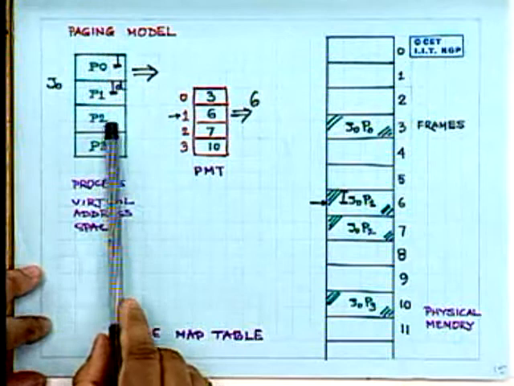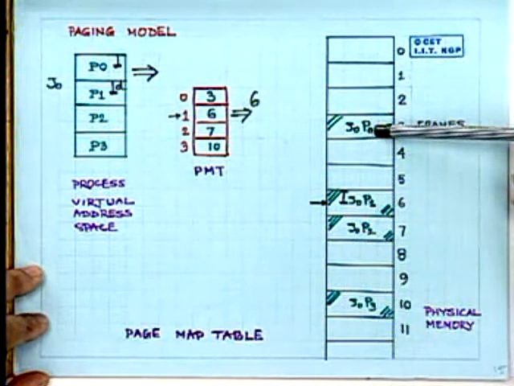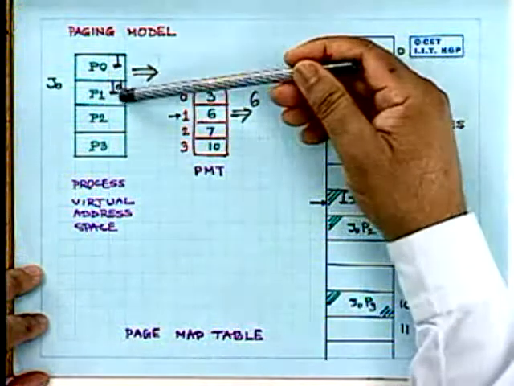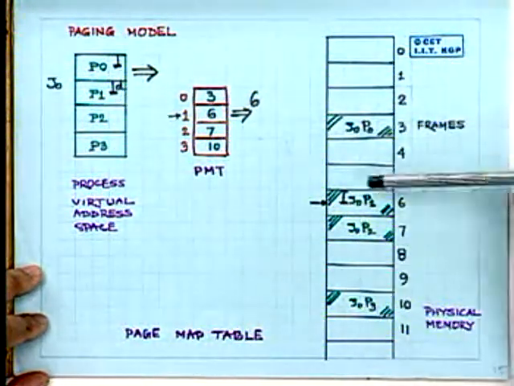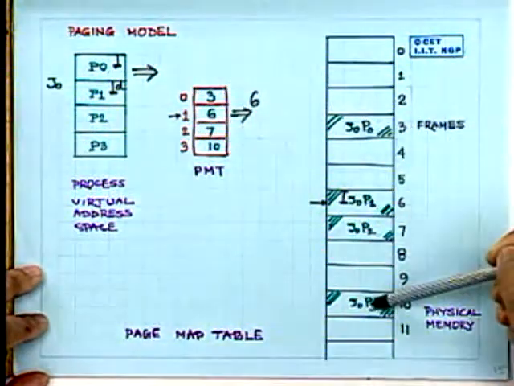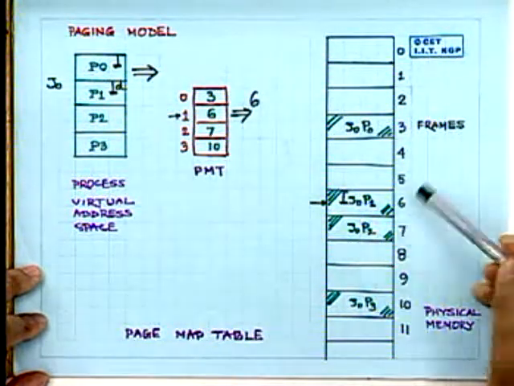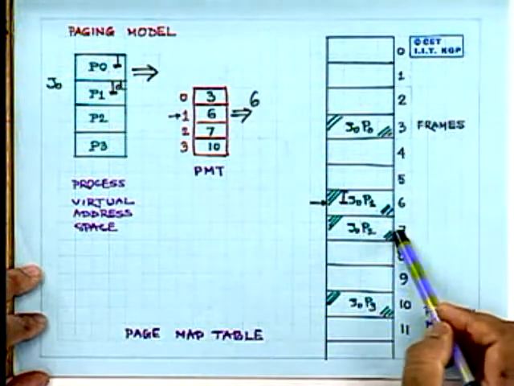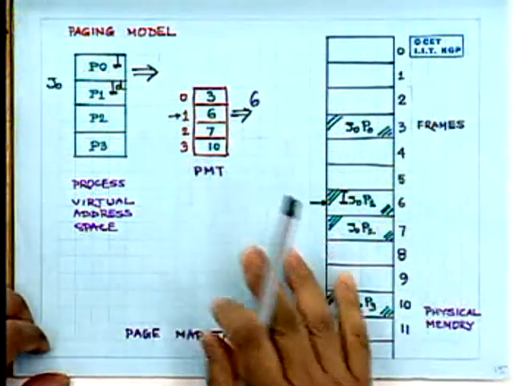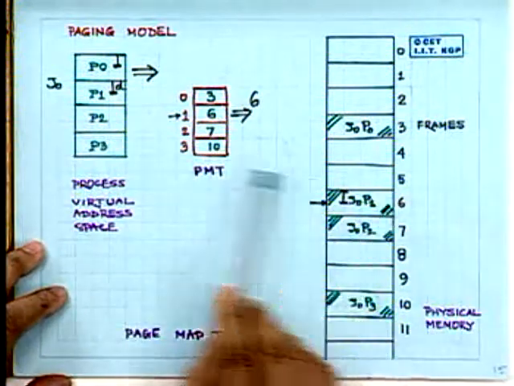Okay, this is the way a particular process address space can be mapped into the physical memory, and you can see the contiguity of memory that has to be allocated to this process J0 need not be there. This has been divided in terms of pages, and the pages have been allocated frames, and these allocated frames need not be contiguous. That frames 6 and 7 allocated to page 1 and page 2 are contiguous is just a coincidence, but naturally it need not be a rule. Okay, this way in the paging model, the page number to frame number mapping can be done.